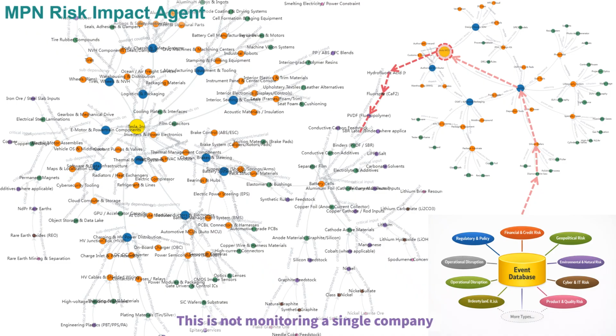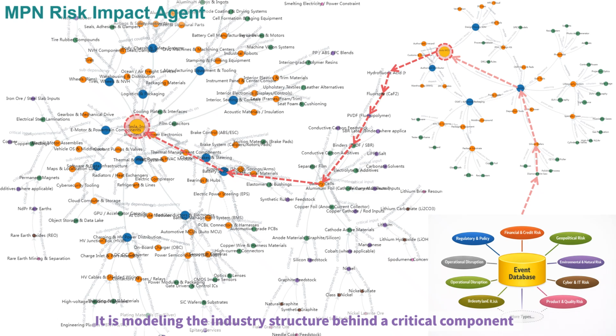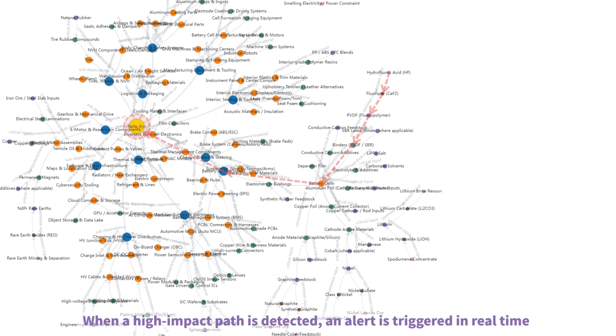This is not monitoring a single company. It is modeling the industry structure behind a critical component. When a high-impact path is detected, an alert is triggered in real time.